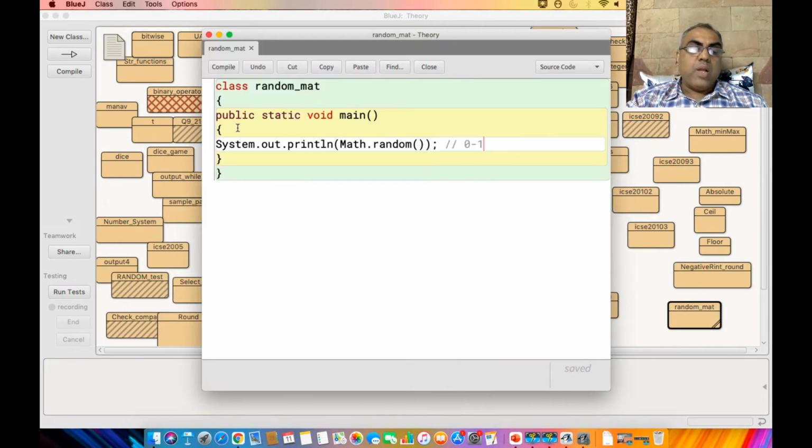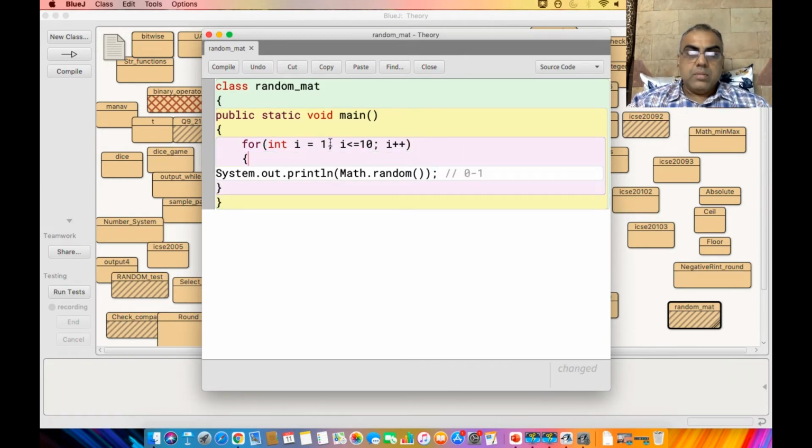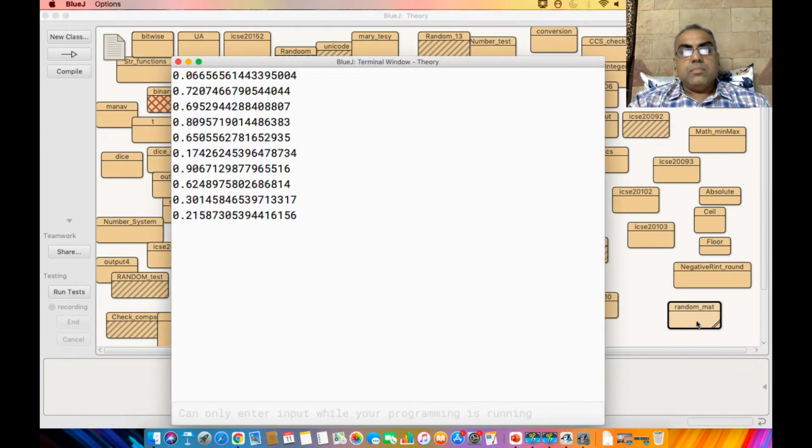Since I don't want to run the program again and again, I'm just applying a for loop: for int i equal to 1, i less than or equal to, let's say, 10, i plus plus. Now this is not going to give me a random number up to 10. It is just 10 random numbers. So I don't have to run the program 10 different times. I'm going to run it only once and I'll get 10 different random numbers immediately. If I run this program, there we are.